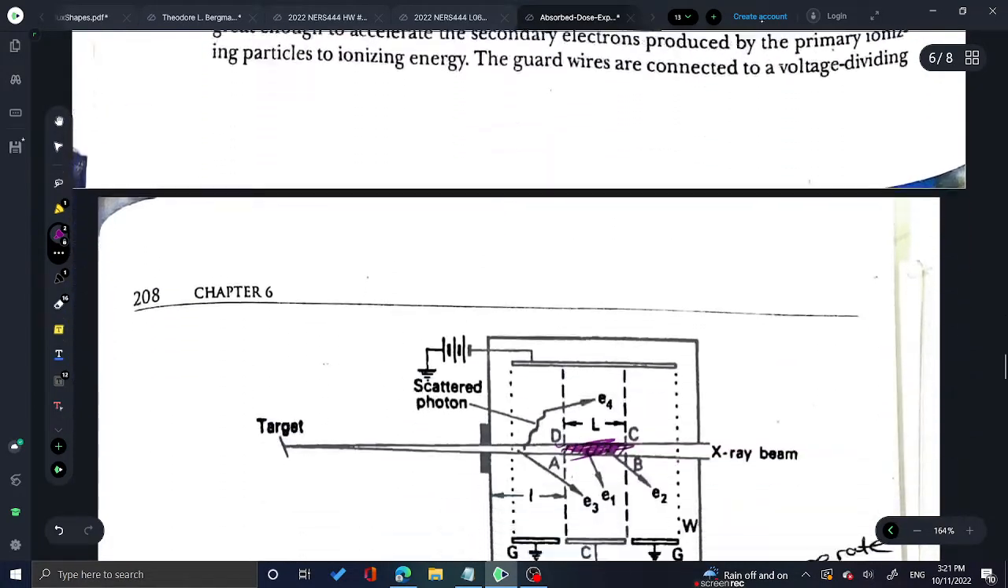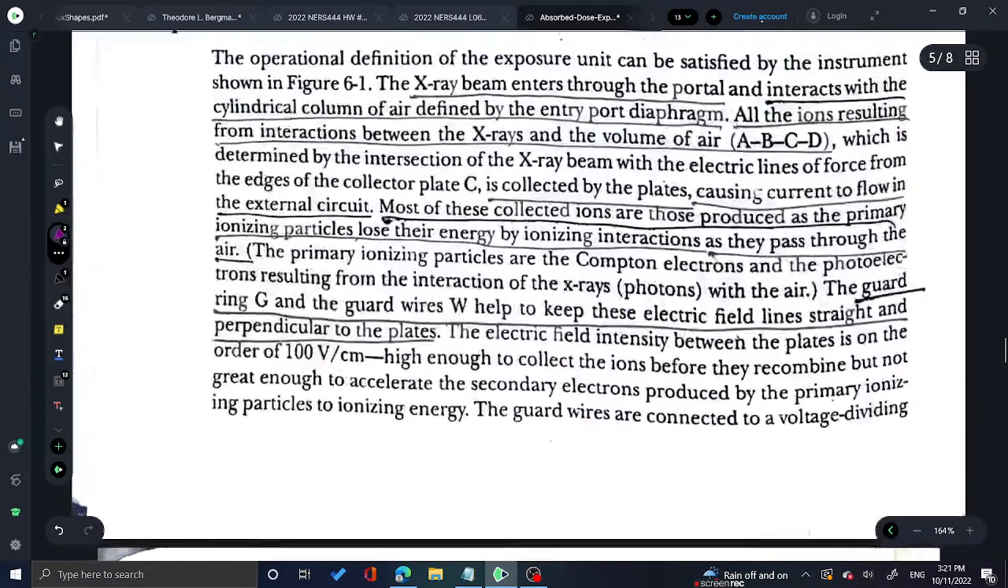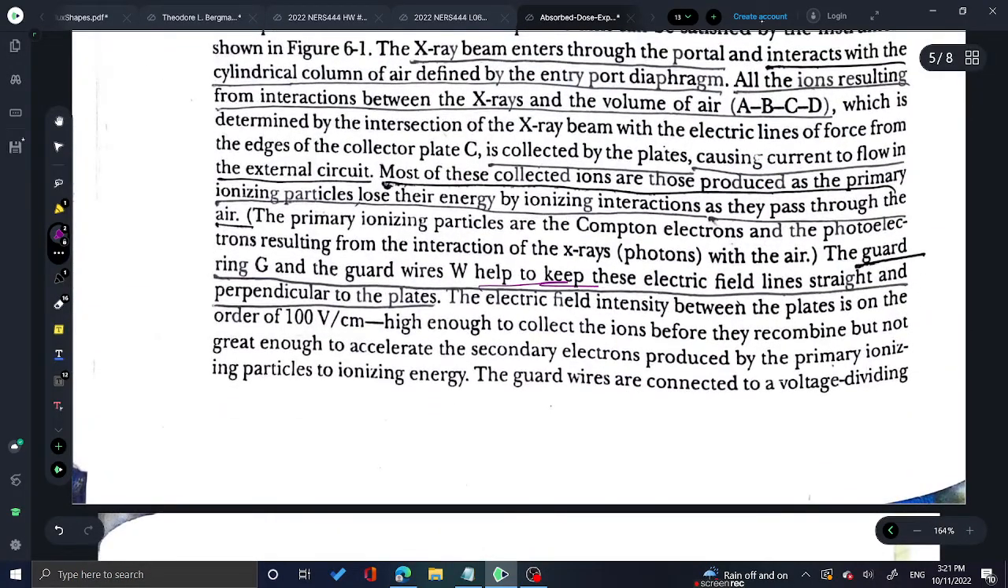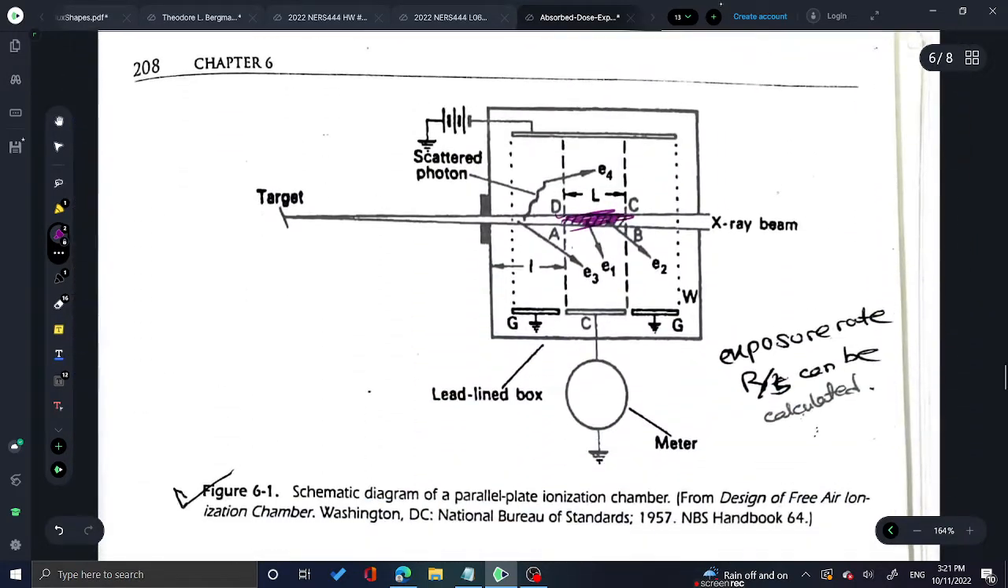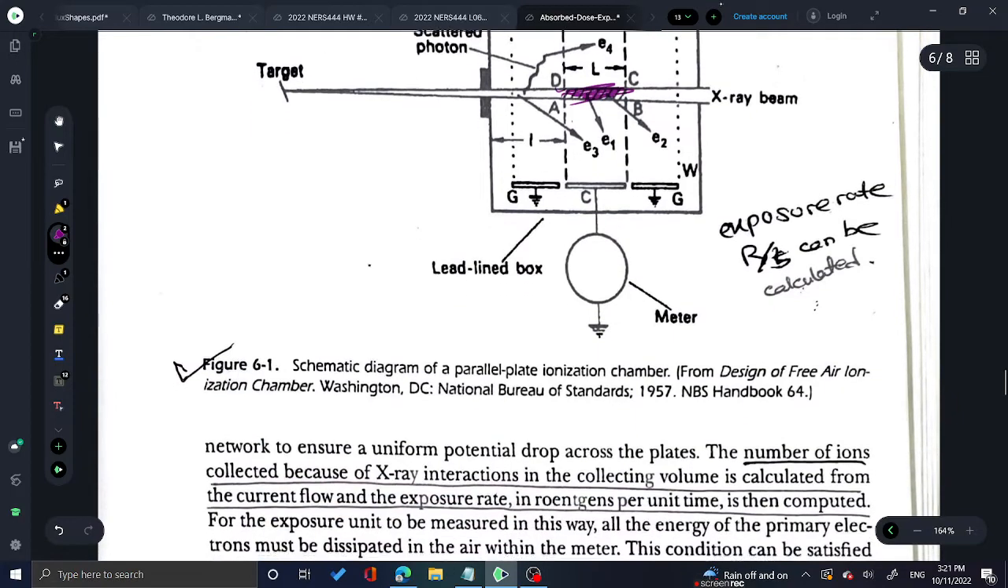So guard ring, and then there is a guard wire as well. This wire and this wire W. So guard ring or guard wire এর function কি? They help to keep these electric field lines straight and perpendicular to the plates. So electric field line গুলো যাতে straight আর perpendicular to the plate এর সাথে থাকে, ওটা ensure করতে we have the guard rings and the wires.